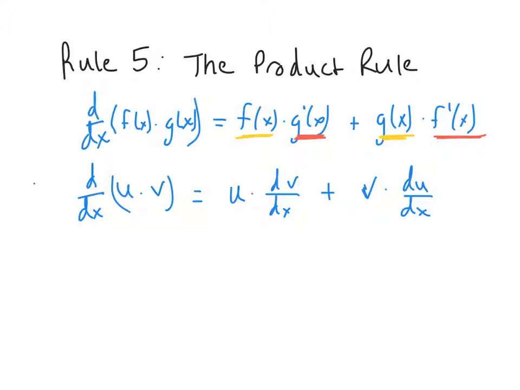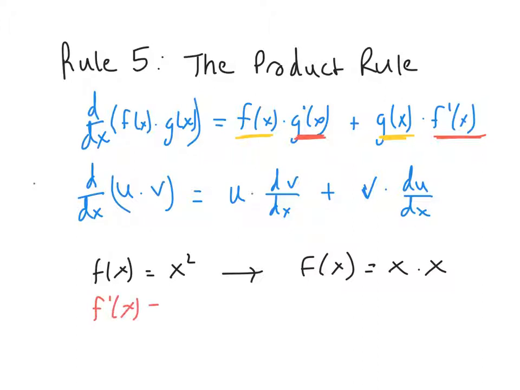Okay, now I promised we'd go back to our examples, so let's go back to our example, and we're going to do a very basic one. Let's start with the one that was kind of our one we got stuck on and reason we needed a rule, and we're going to verify that this does work. So we said a minute ago, if f of x was x squared, we could rewrite that as f of x equals x times x, and we know that the derivative should be 2x.